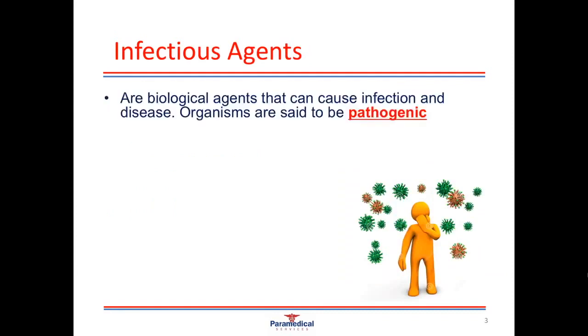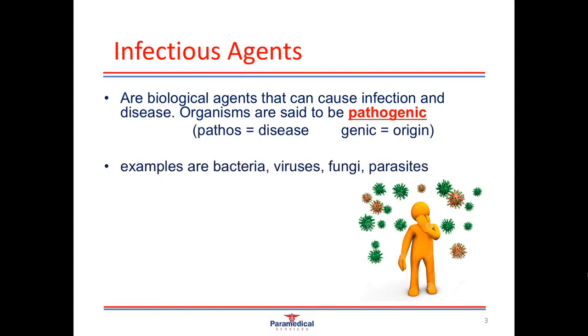Infectious agents are biological agents that can cause infection and disease. Organisms are said to be pathogenic, and what this means is that they are considered to be the origin of most diseases. The different types of infectious agents are bacteria, viruses, fungi, and parasites.